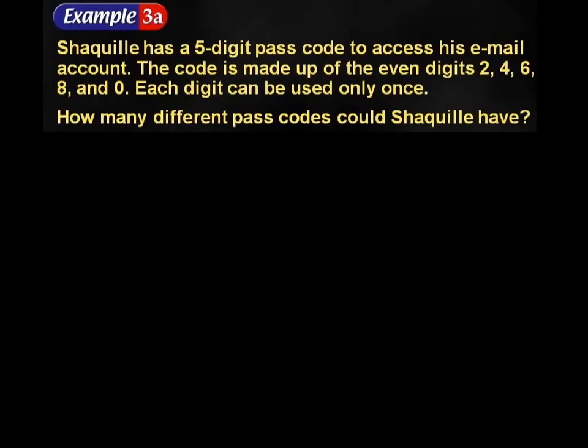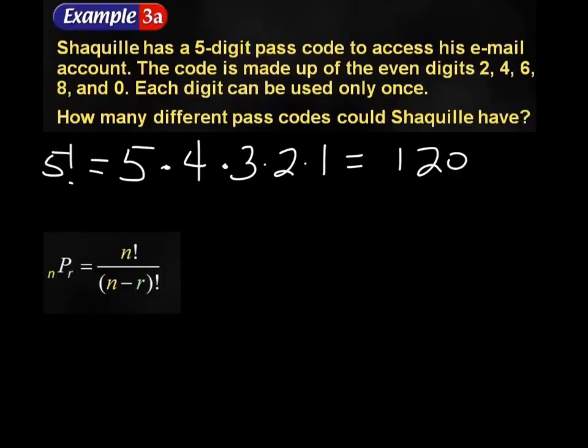Shaquille has a 5-digit passcode to access his email account. The code is made up of even digits 2, 4, 6, 8, and 0. Each digit can be used only once. How many different passcodes could Shaquille have? Without using the formula for permutations, we know that the first time he picks a number, there are 5 choices. Then he's used 1, so there are 4 left. Then he's used 2, so there are 3 left, and so on, which is the definition of 5 factorial. And of course, 20 times 6 is 120.